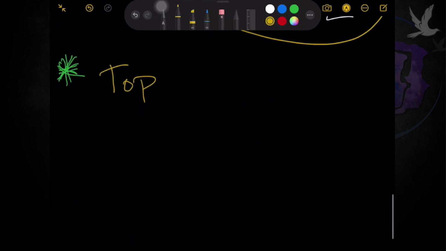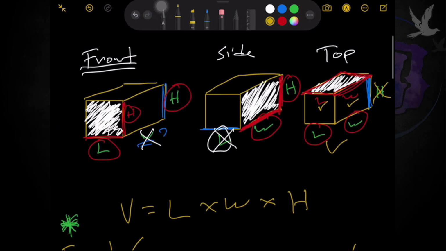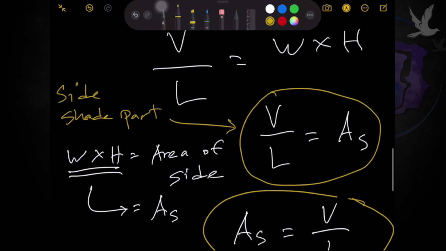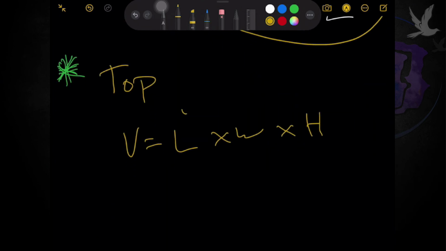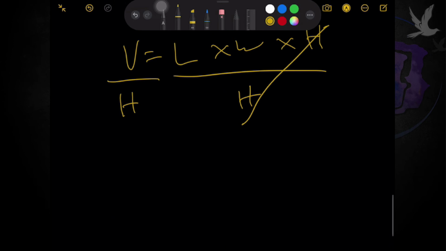Okay, top to ha. So solve ko lang ulit. Putting the formula, we have volume equals length times width times height. Solving for the top shaded part, we need to not include the height. Okay, so leaving L and W but not H. So do the same thing, divide it by H to cancel H. What you do in one side of the equation, do it on the other side of the equation. So what is left here is volume over H equals length times width.